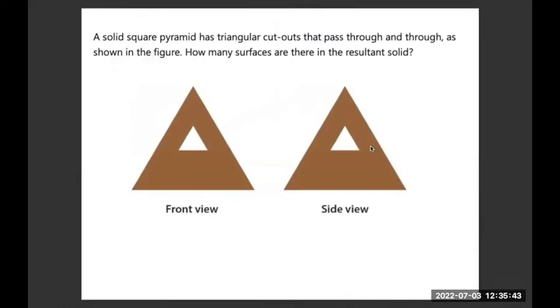So here you are given two views, the front view and the side view of a 3D solid. It's a square pyramid that is given to you, and that square pyramid has this kind of cutouts in the middle in both the views. In the front view also that cutout is seen, in the side view also that cutout is seen. So what you have to find is the total number of surfaces that are there in the resulting solid.